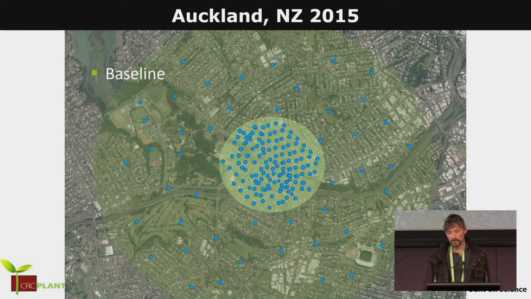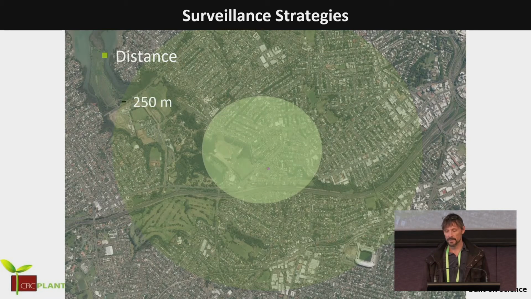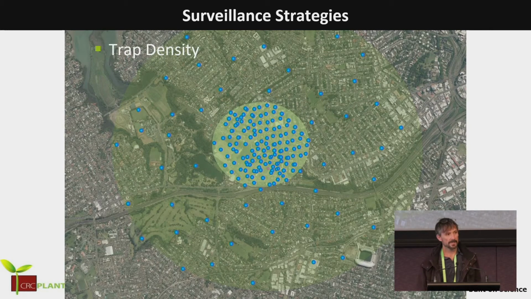Okay, so the strategies that we looked at here were the baseline, what they had actually done, and some alternatives like changing the distance of the initial high intensity management zone. So shrinking it to 150 metres or extending it out to 250 metres instead of 200. Changing the trap density, so it wasn't every single tomato plant that had a trap, to 75% or 50%.